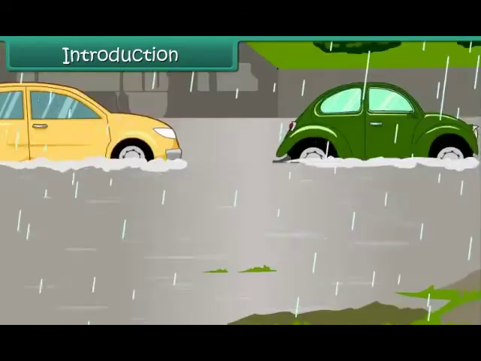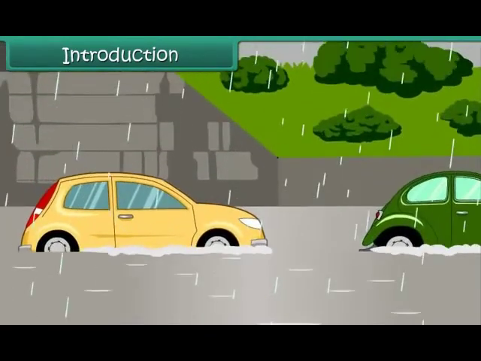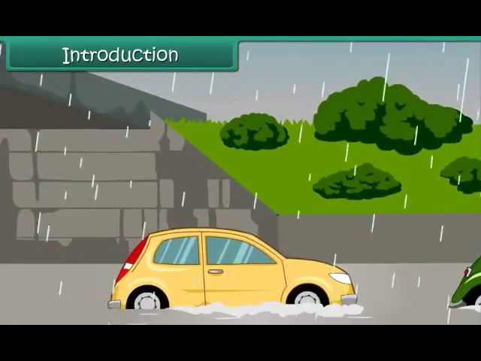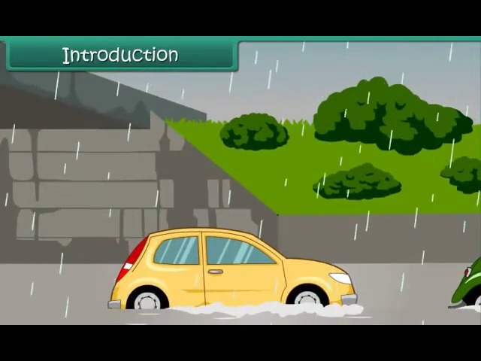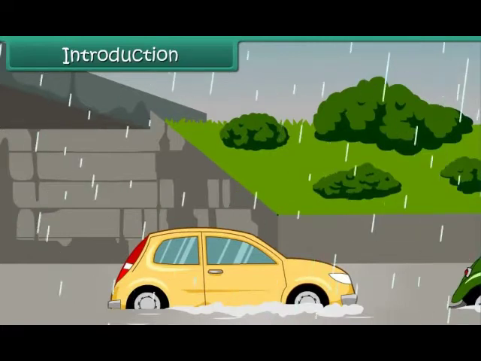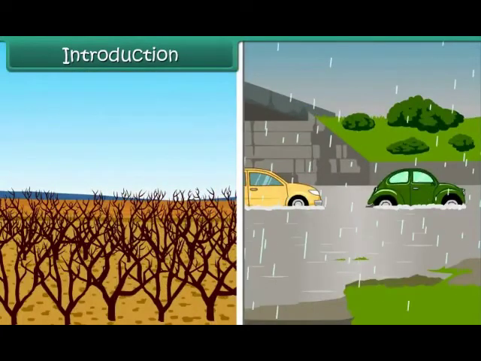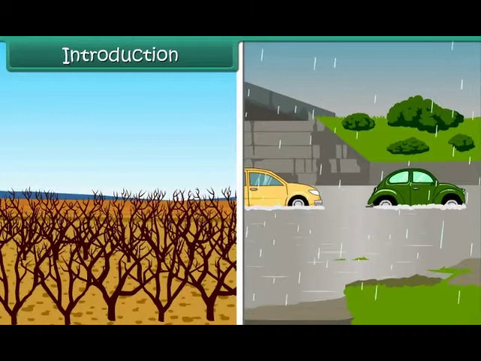What is even more strange is that a couple of months later, during monsoon, we talk of floods. In this lesson, we will learn about the effects of droughts and floods on Earth. We will also learn the ways to overcome these problems.